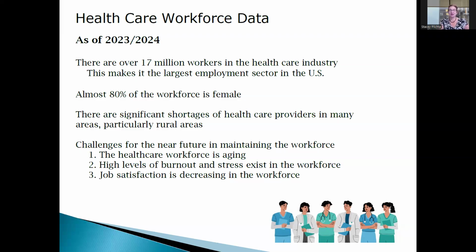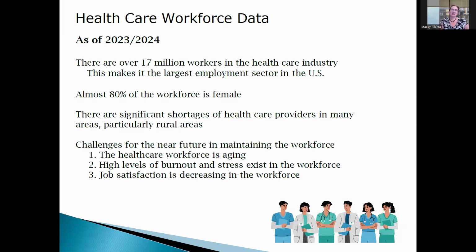80% of the workforce is female. And this is important because many of the folks in the workforce who do not have advanced degrees and who are more likely to be female are underpaid relative to what they do. There are significant shortages of healthcare providers in many areas, particularly rural areas, but also in parts of New York City. And why are there shortages?